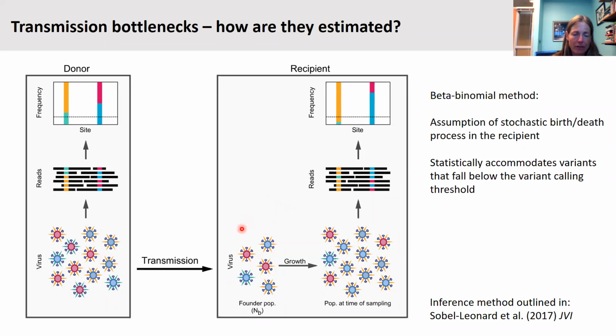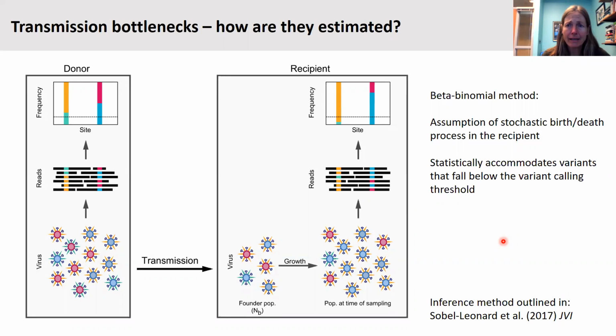That viral founding population is going to grow in the recipient, and then that recipient will be sampled at some point, right? And the same thing can be done with respect to deep sequencing the sample and calling variants. So the idea here is if we have an epidemiologically linked transmission pair, so we know that there's a donor and a recipient, and we know who's the donor and who the recipient is, based on these variant frequencies, what we are interested in is estimating the founding population size, NB.